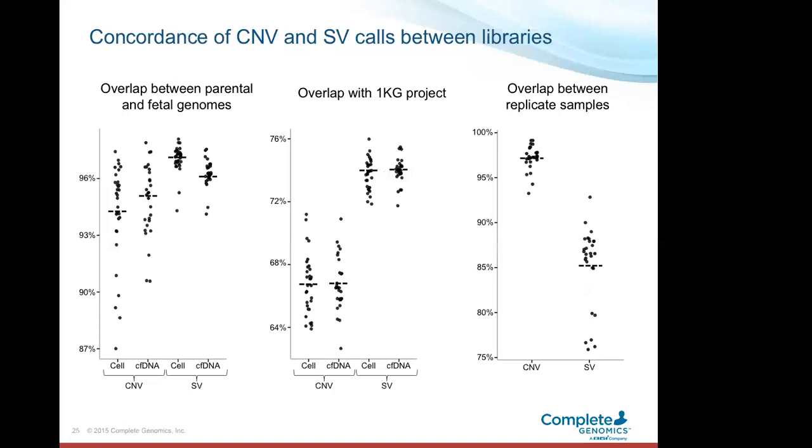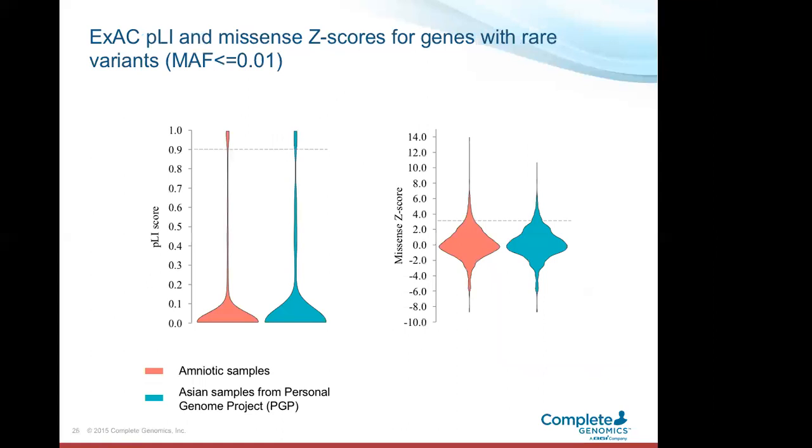With annotation of this information, we might get more information for genetic defects that are harbored in these fetal genomes. These plots are showing the distribution of pLI scores and missense z-scores for genes with rare variants, which have a minor allele frequency of less than or equal to 1% in population databases.